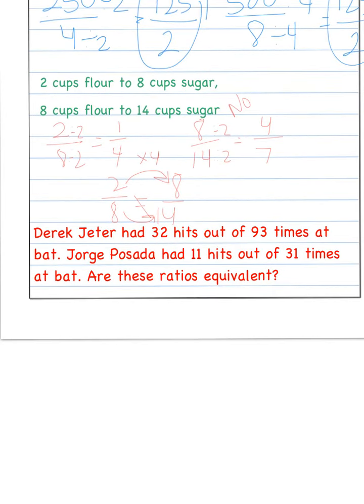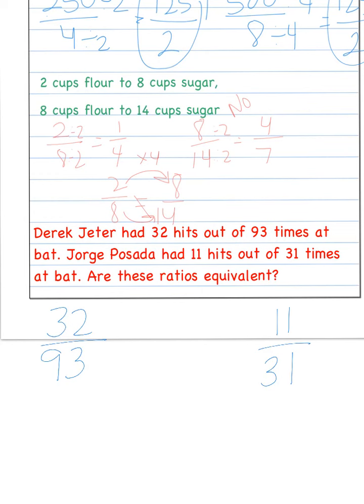One more to try, a word problem here. Derek Jeter had 32 hits out of 93 times at bat. And I'm going to say his name wrong, is it George Posada? He had 11 hits out of 31 times at bat. Are these equivalent? Well, we're going to put hits over the amount of times at bat. Same thing for the other one.